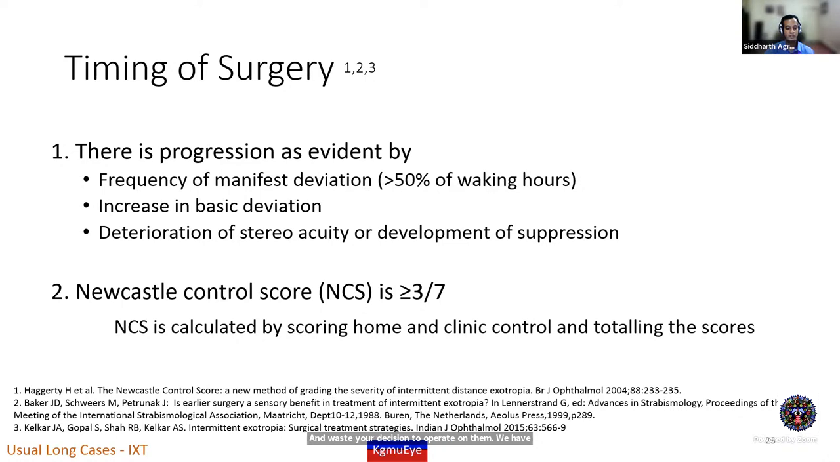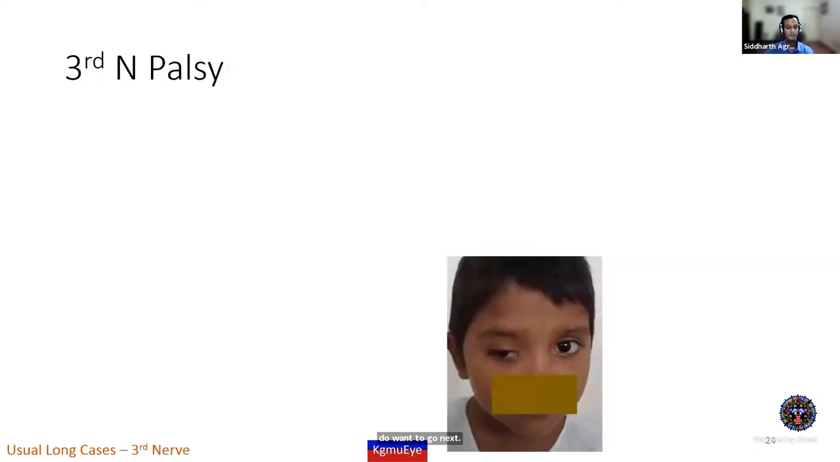We have already discussed the surgical options earlier, and we move on to the next case here, the third nerve palsy. This is another favorite with the examiners for the simple reason that the viva can be taken in any direction. We can ask you about neuro-ophthalmology. We can ask you about strabismus if you are in the mood, or we can talk to you about oculoplasty.